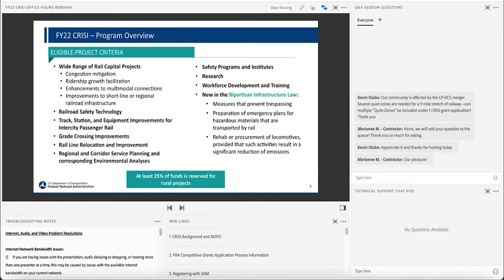Particularly, something new that came out of the Bipartisan Infrastructure Law is a couple of new sorts of projects that are eligible, which include measures that prevent trespassing, preparation of emergency plans for hazardous materials transported by rail, and also rehab or procurement of locomotives, provided that such activities result in the significant reduction of emissions. There is also a 25% set aside for rural projects under this program.